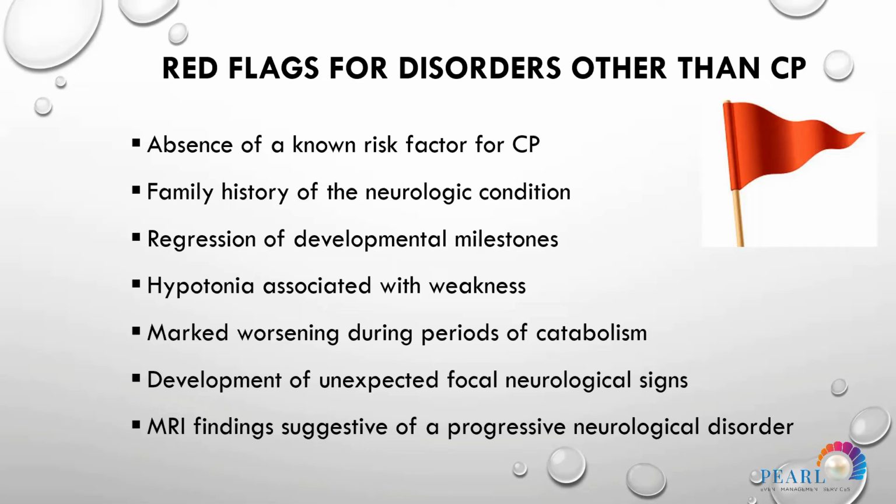Absence of known risk factors for CP, family history of a neurological condition, regression of the developmental milestones, which points to neurodegenerative disorders, and hypotonia associated with weakness, which points to lower motor neuron lesions like SMA, myopathies, or muscular dystrophies. Marked worsening during periods of catabolism is an indication that this child may have an inborn error of metabolism, and unexpected focal neurological signs or MRI findings which do not match the diagnosis of cerebral palsy are other red flags.